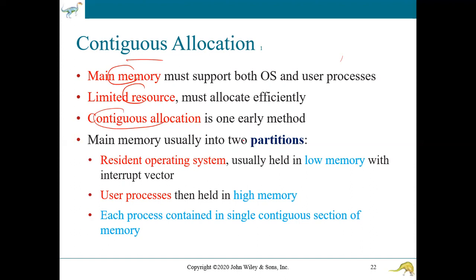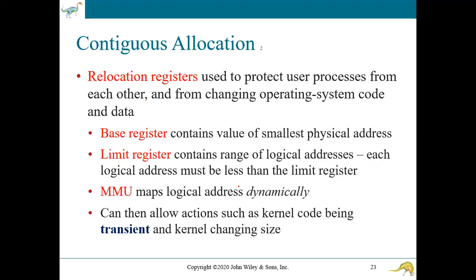Main memory uses two partitions: the operating system, and the user processes. Each process is contained in a single contiguous section of memory. So everything is in one place.